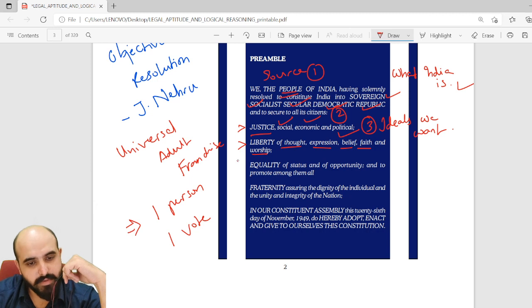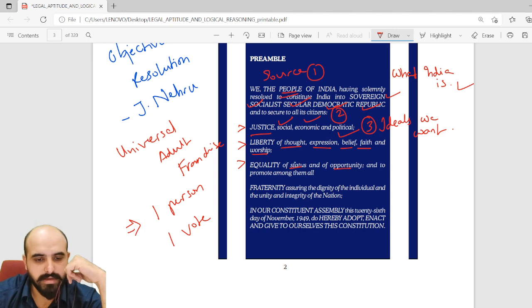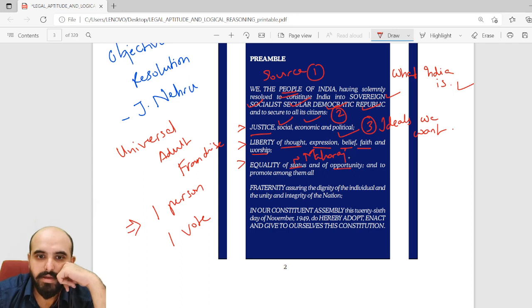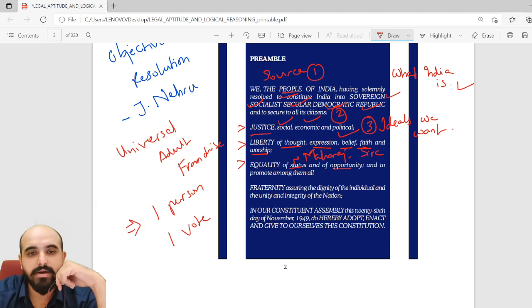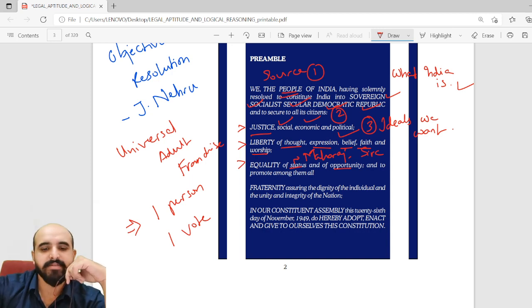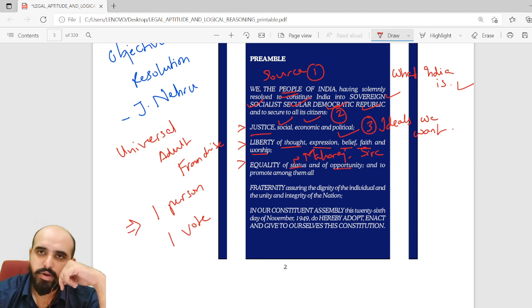Next ideal is equality of status and opportunity. So this is basically abolition of titles. Titles like Maharaj or Sire. These titles that are not academic or any kind of a military achievement, all these titles are abolished to maintain a status quo. When I say status quo, I mean we maintain equal status for everyone and equal opportunities.